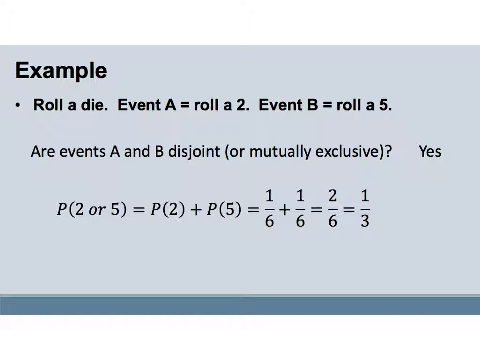Okay, so here's an example. Roll a die, and event A is that you roll a 2, and event B is that you roll a 5. Are events A and B disjoint? Why, yes, I can't roll a 2 and a 5 on a die at the same time. So since they're disjoint, I just add up their individual probabilities. The probability of rolling a 2 is 1 out of 6. The probability of rolling a 5 is 1 out of 6. 1 out of 6 plus 1 out of 6 is 2 out of 6, which reduces to 1/3, because you always reduce your fractions.